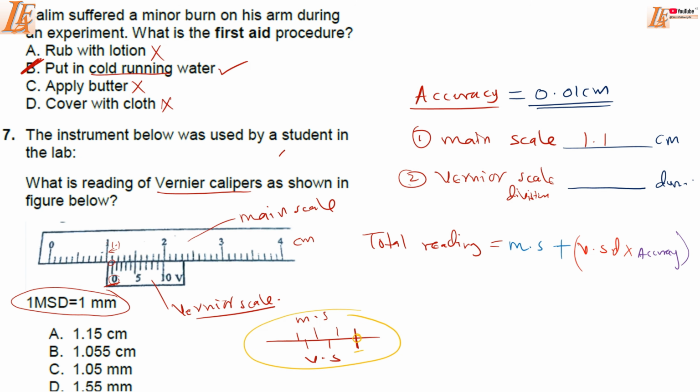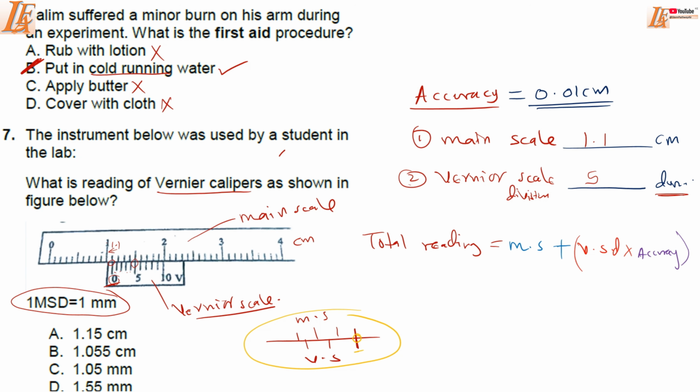Therefore, in this case, let's look at the point which is coinciding. 0, 1, 2, 3 is not coinciding, 4 is not coinciding. These 5, where we have the 5 in the vernier scale, that mark is coinciding with the main scale mark. So in this case, we have 5 divisions. Remember, the vernier scale we read in terms of divisions.